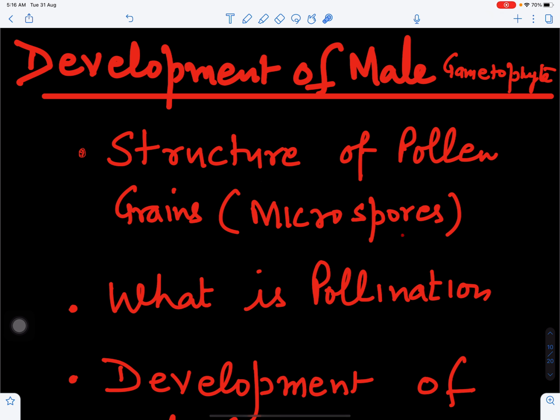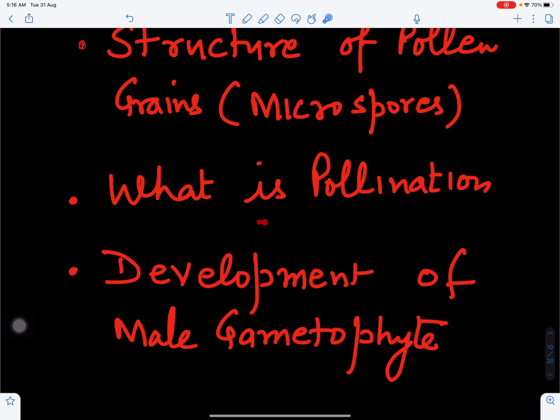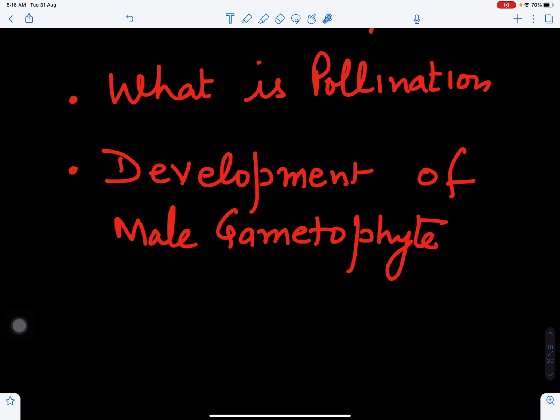Microspores are the spores which are produced after meiosis from the spore mother cell, which we have already discussed in the previous video, and the link will be shared in the description box for all the videos of sexual reproduction in flowering plants. Then, what is pollination? How are pollen grains liberated? And how do these pollen grains germinate to form the male gametophyte? We'll discuss step by step.